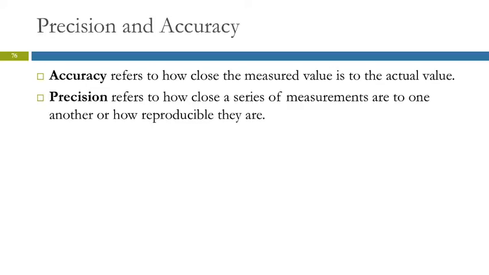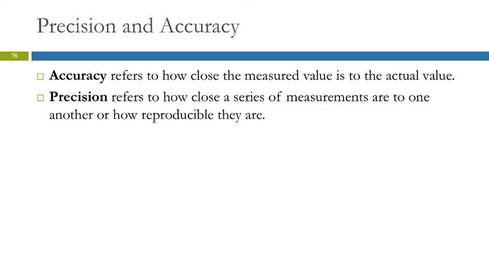This is the section that never ends. So, precision and accuracy. These both have a similar connotation, but they are subtly different. Accuracy says how close something is to the true value. Precision refers to how close a series of measurements are to each other, or how reproducible the measurements are.